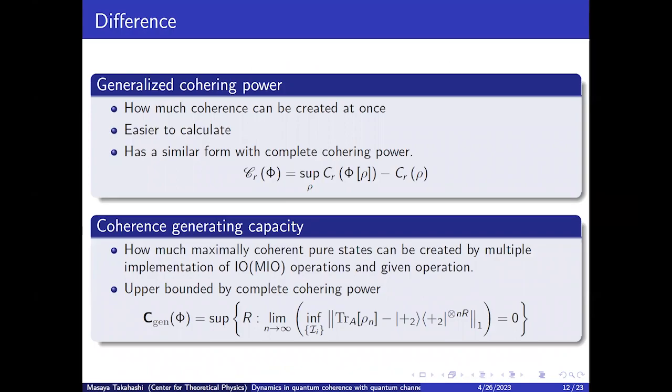Now we have a summary of the difference between them. The generalized coherent power is motivated by how much coherence can be created in one implementation. It is easier to calculate compared to the coherence generating capacity and has a similar form to the complete coherent power. While the coherence generating capacity is defined with the motivation of how much maximally coherent pure state can be created by multiple implementations of incoherent operation and the given operation, and it is also upper bounded by the complete coherent power. So the complete coherent power is the bridge connecting these two concepts.